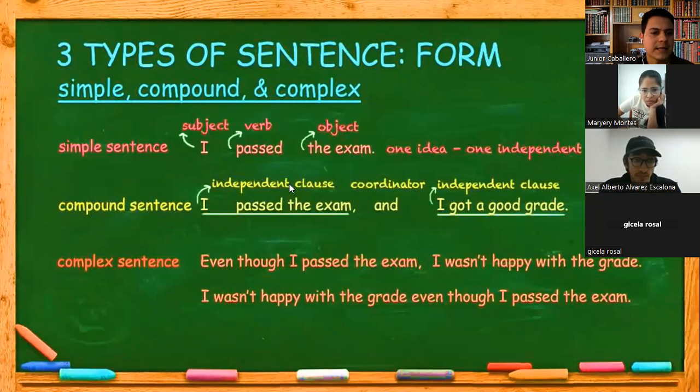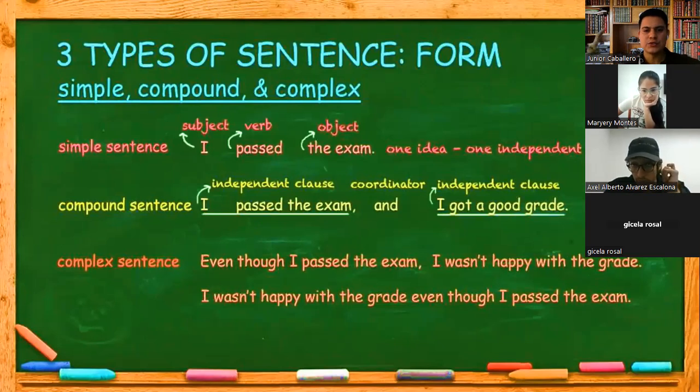Let's have a look at the next one, which is a compound sentence. I passed the exam and I got a good grade. So here we have two sentences. We have one independent clause on this side, and on the other side, we have another independent clause. If I use a period here, I passed the exam, period, I got a good grade, both can be separated and the idea is still complete.